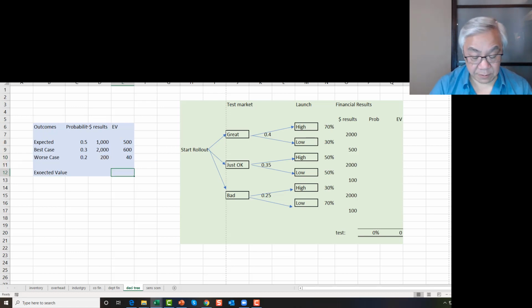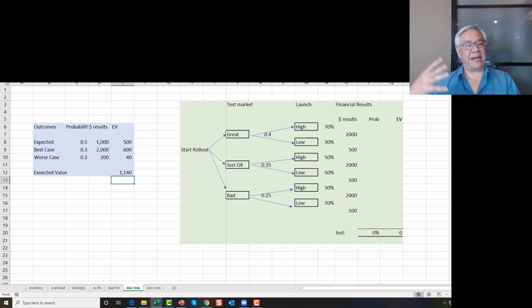When we add those together, we get a number of 1140. So that is the expected value. When we took a shot at it, we said, oh, I think it'd be 1,000. Well, with a little bit more rigor, thinking through what might happen on the high side, what might happen on the low side, and factoring those in with our estimated probabilities, we're pretty close to 1,000, but now I think I'm a little bit smarter. I think it's 1140. Anyway, that's how we refine it using expected values.